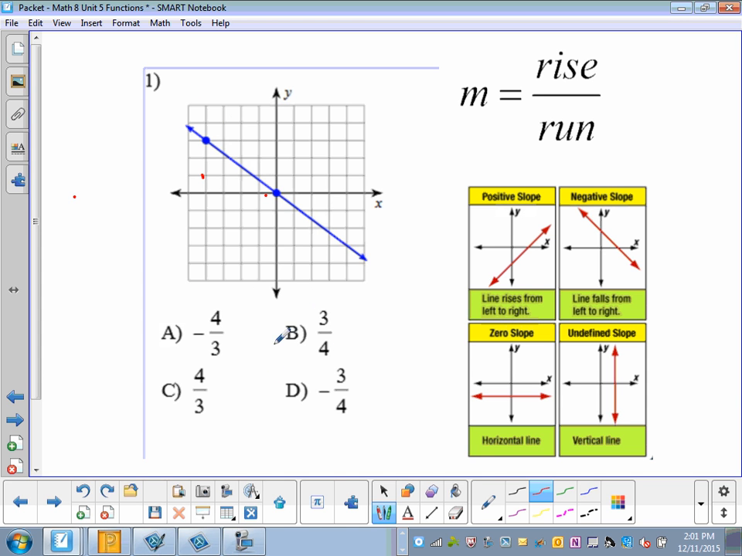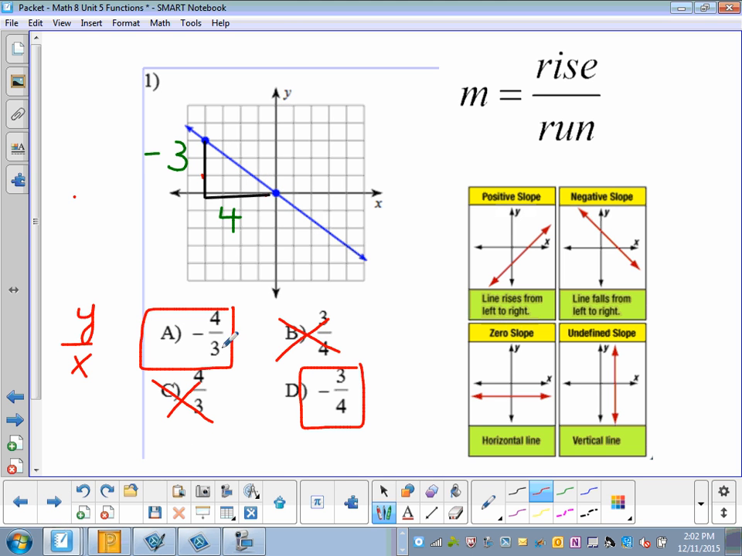This is a multiple choice question, so I can go ahead and eliminate my 2 positive slopes. Now I need to determine whether this falls 4 and runs 3, or falls 3 and runs 4. Well, as you can see here, to get from here to here, we fall 3 and run 4. So we're always thinking about y over x when we're talking about slope. It's negative, so our slope is negative 3/4, which is this one.